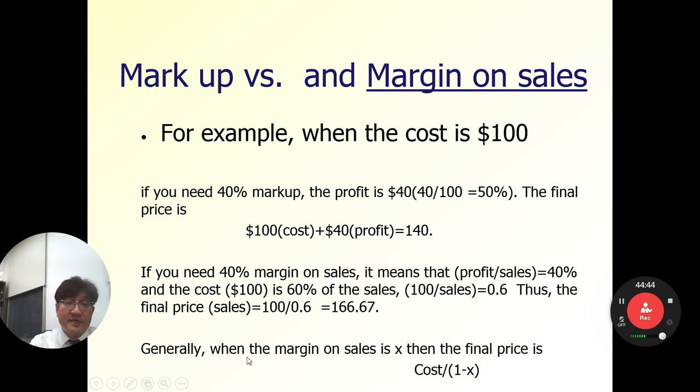More generally, when the margin on sales is X, then the final price is cost divided by 1 minus X. If the margin on sales is 0.3, then the final price is going to be cost divided by 1 minus 0.3, which is 0.7. Then it will give you the final price.